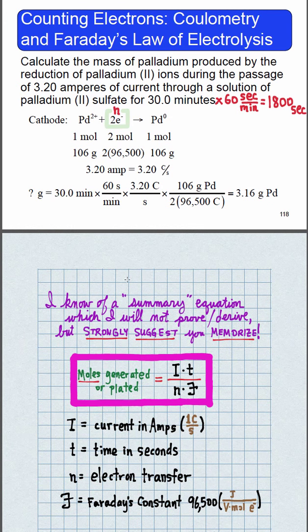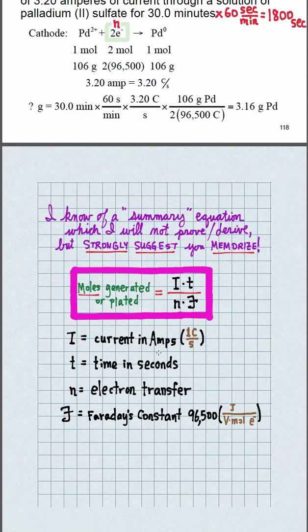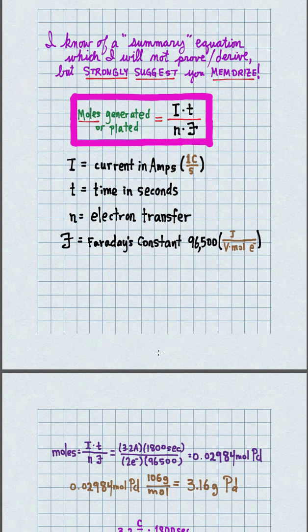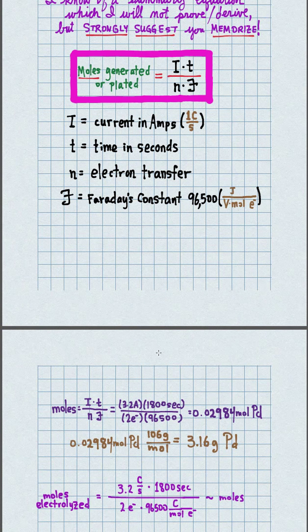So how would I use that equation to solve this problem? Instead of remembering all those conversions, it's actually easier to remember the equation. The current's 3.2 amps. The time was 1800 seconds. Is that 3.2 minutes? And whatever we got up there above, in a slide above: 2 moles of electrons transferred, Faraday's constant, comes out to the number of moles of palladium. And I can simply change moles of palladium to grams of palladium.